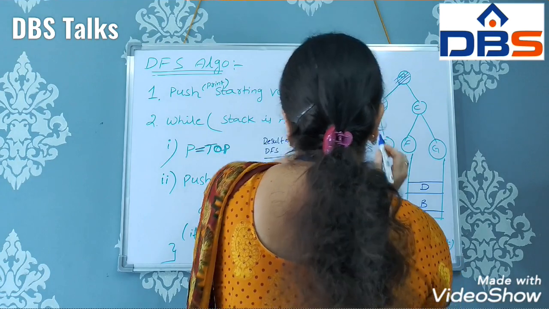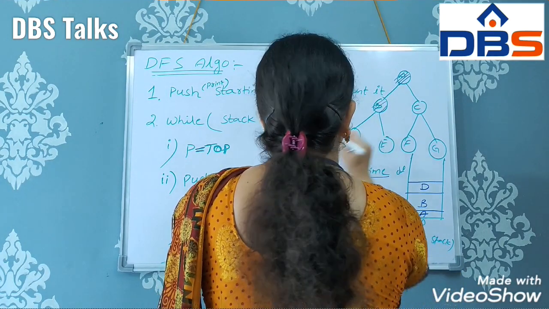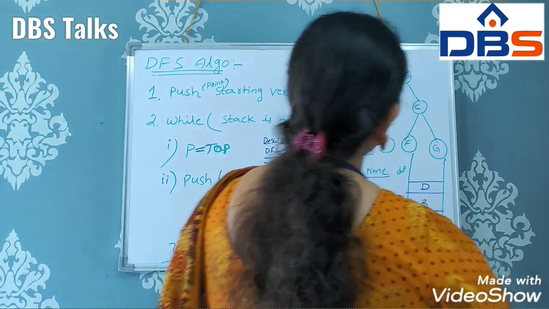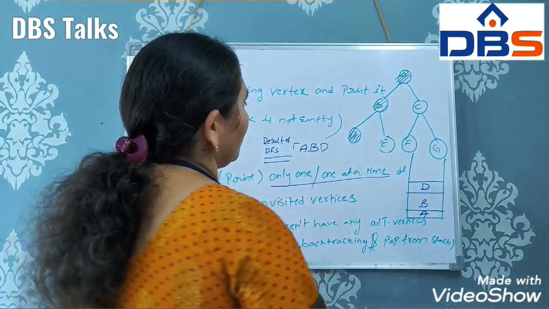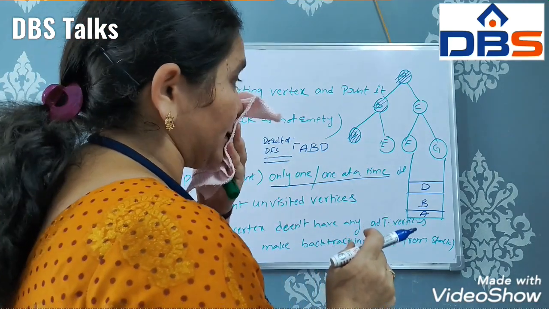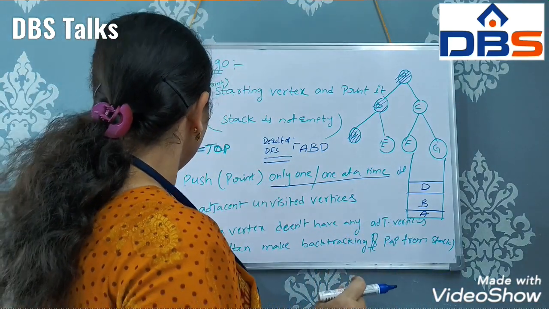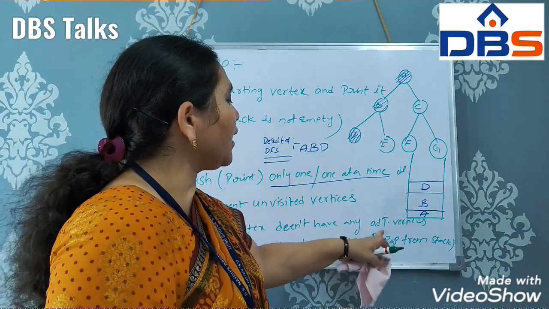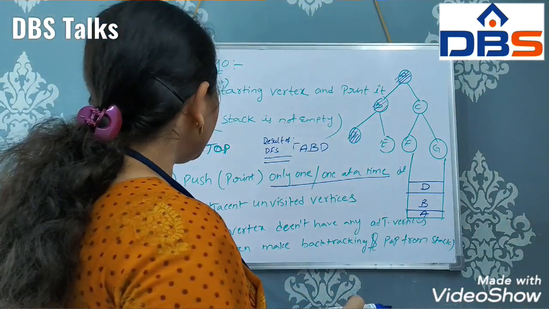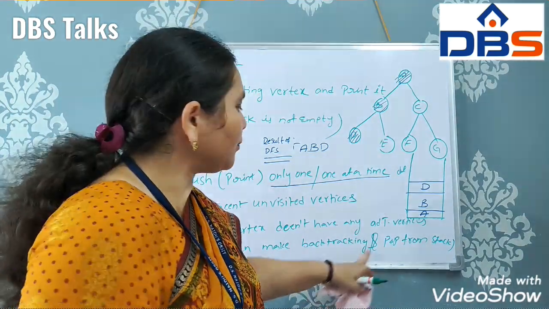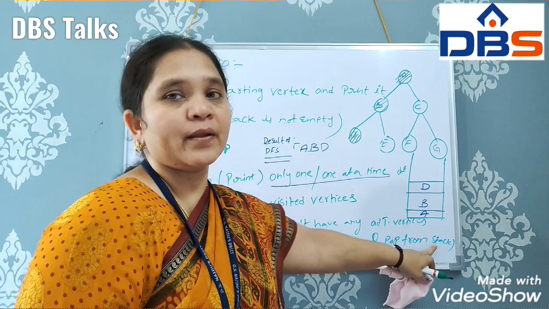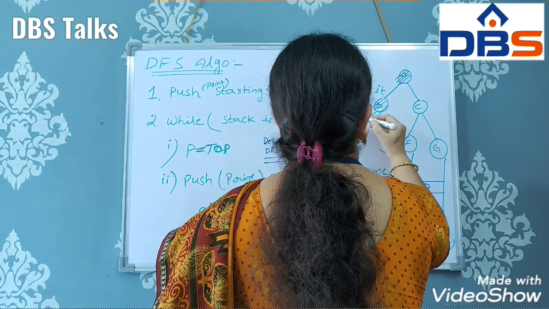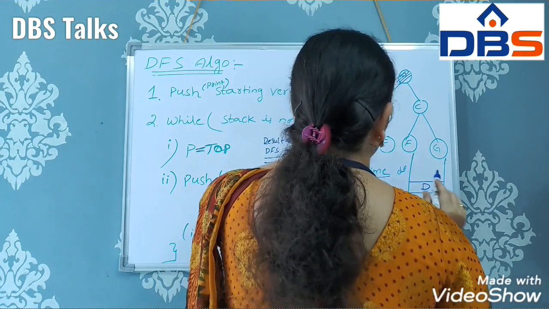So we can place D and print D here. D is already visited. Now D doesn't have any adjacent vertices. Now what do we have to do? We have to consider this point: if a vertex doesn't have any adjacent vertices, then make backtracking and pop from the stack. Backtracking means we will go back from here.